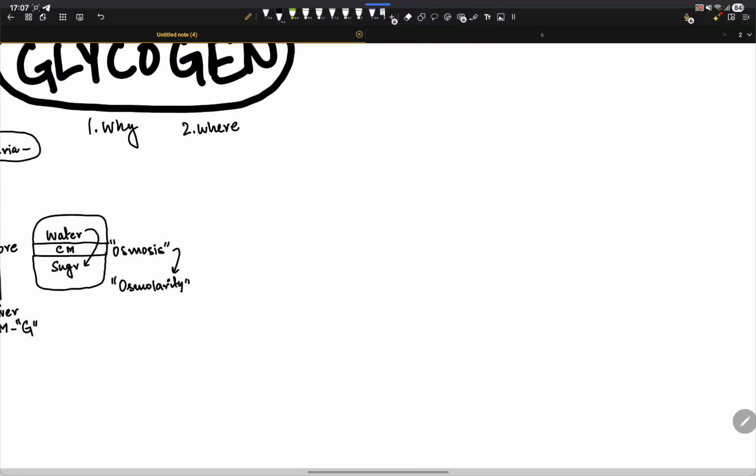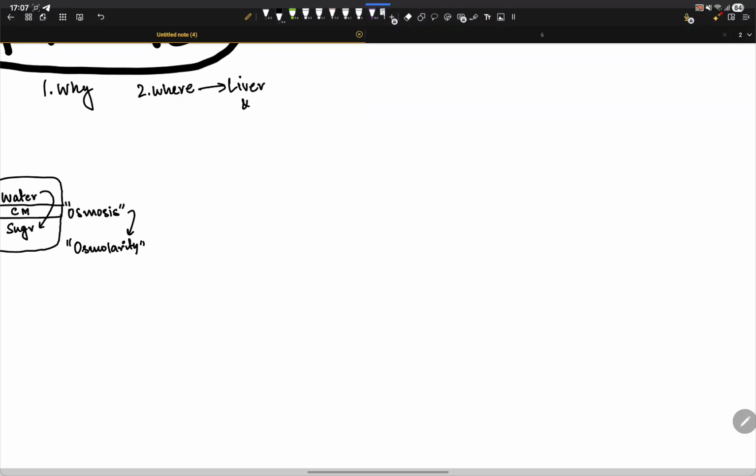Now, you can ask me the second question, Shashwat, where exactly is this glycogen stored, right? Let's just think about it again. Where do you think glycogen is stored? Do you think every cell has a private glycogen store? No, mainly liver. Liver has a glycogen store. And what other type of cells do you think would need this emergency cache? It's called skeletal muscle.